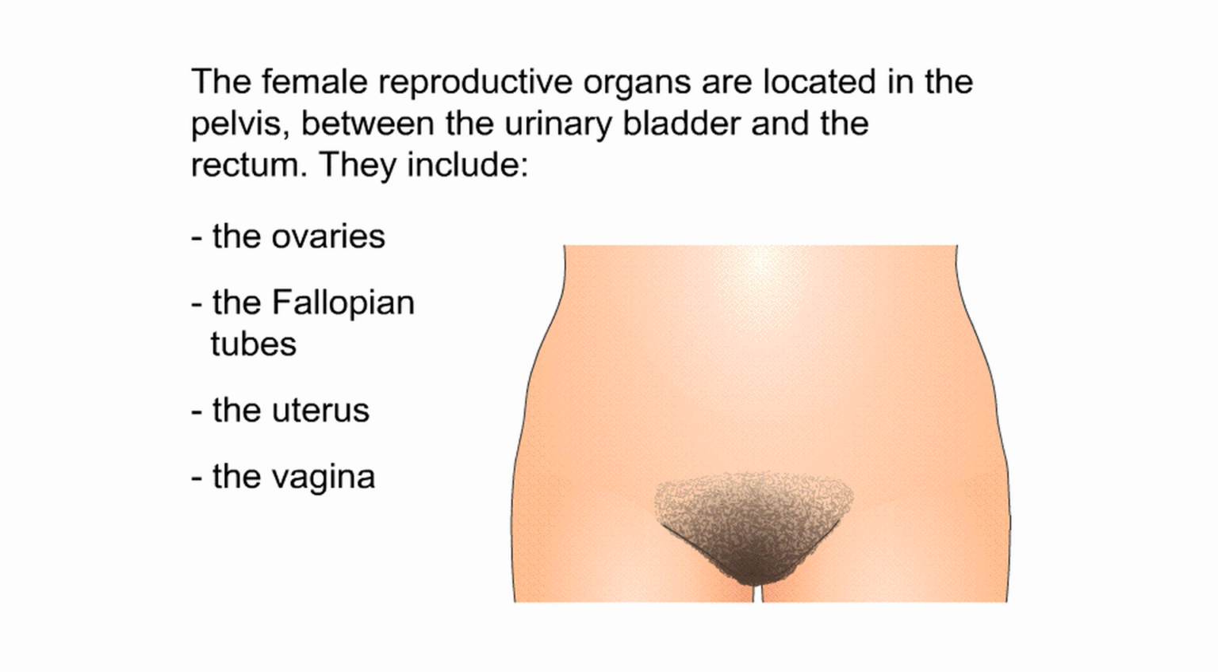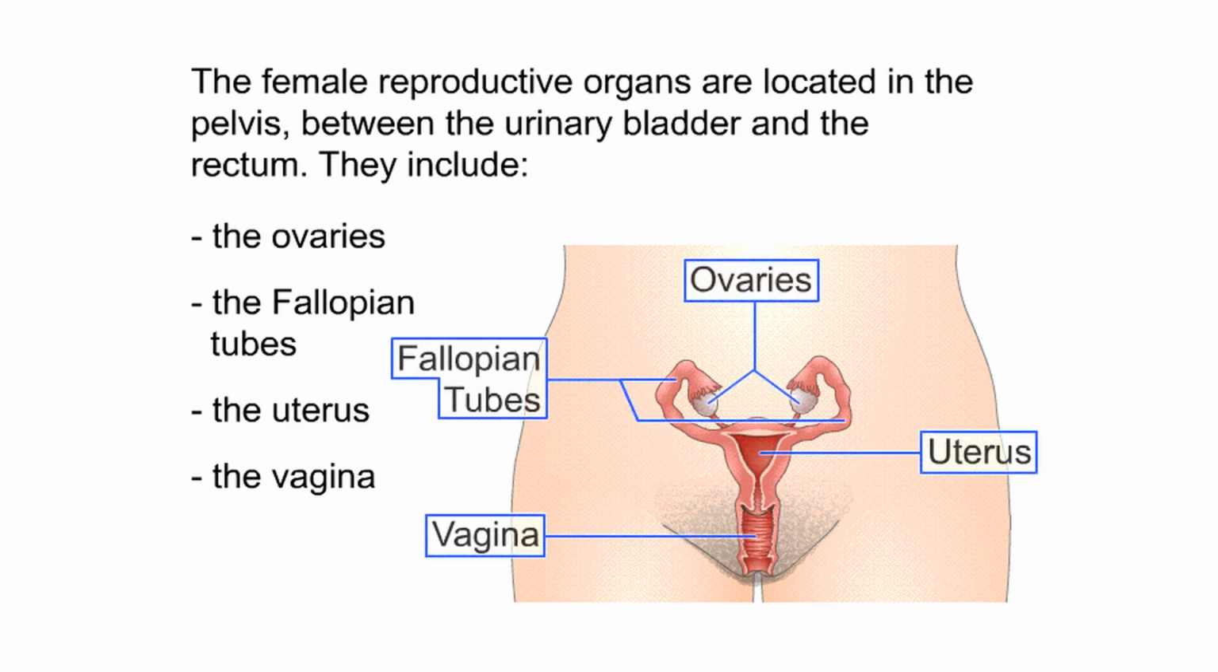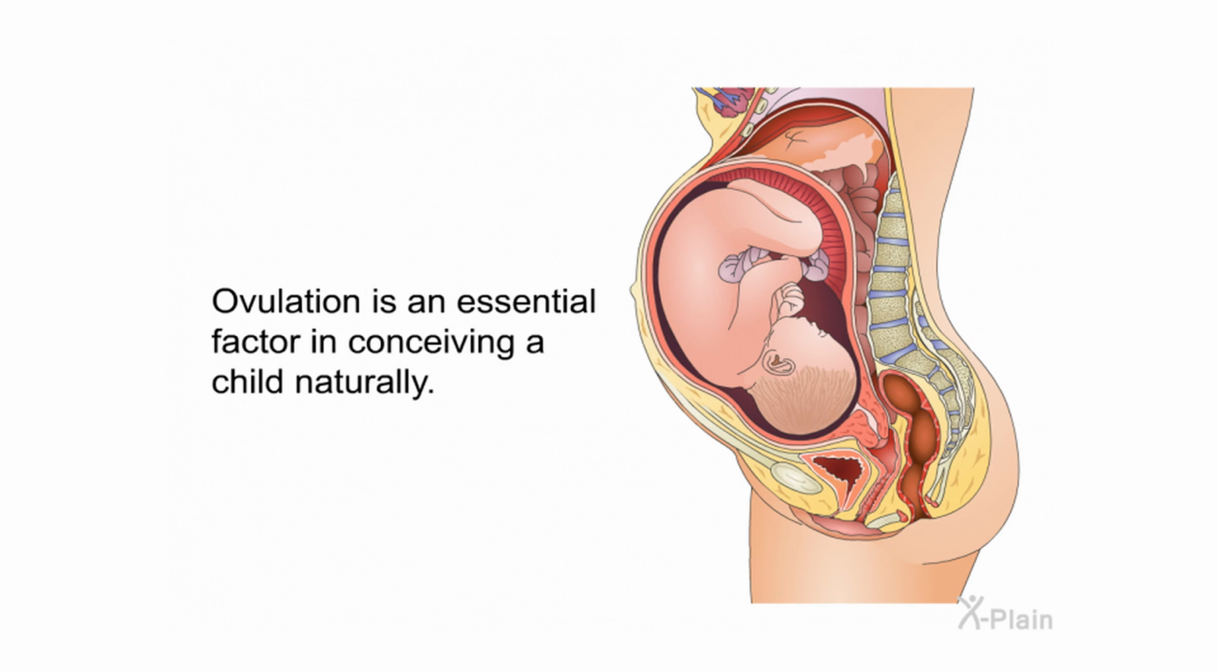Reproduction. The female reproductive organs are located in the pelvis between the urinary bladder and the rectum. They include the ovaries, the fallopian tubes, the uterus, and the vagina. The ovaries are two small glands with two main functions. 1. The production of specialized hormones such as estrogen and progesterone. 2. Maturation of the eggs in the ovary and ovulation, which is the release of eggs needed for reproduction. Ovulation is an essential factor in conceiving a child naturally.